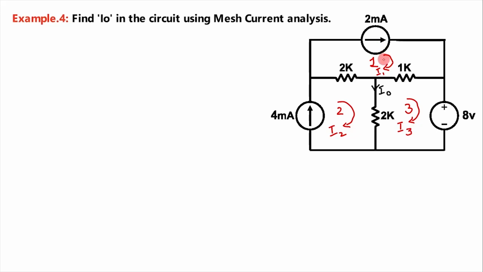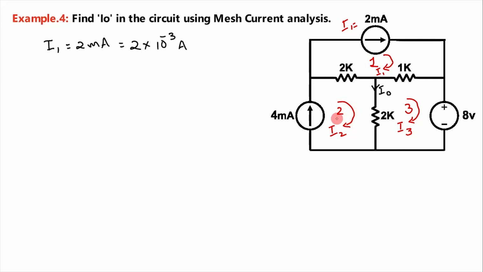Earlier we have studied that in this mesh, current I1 is the same as the branch current which is passing here. So I1 is equal to 2 milliampere. We can straight away write I1 is equal to 2 milliampere, that is equal to 2 into 10 raised to minus 3 ampere.